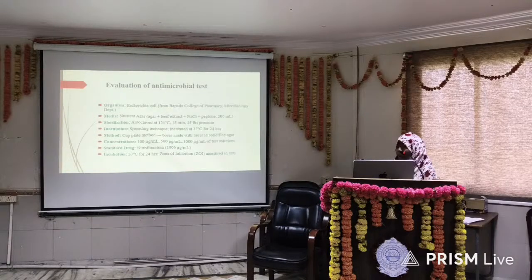And evaluation of antimicrobial activity. The organism we have selected is Escherichia coli from our college, Madhu Atla College of Pharmacy, from the Microbiology Department. The media we have used is nutrient agar, in which we added agar plus beef extract plus sodium chloride plus peptone, making up to 200 ml. Sterilization with autoclave at 121 degrees centigrade for 15 minutes with 15 lbs pressure. And inoculation using spreading technique, incubated at 37 degrees for 24 hours.